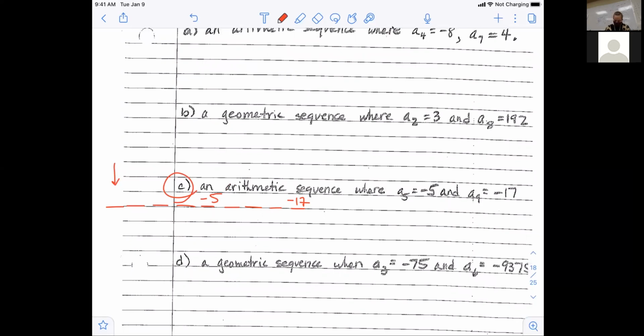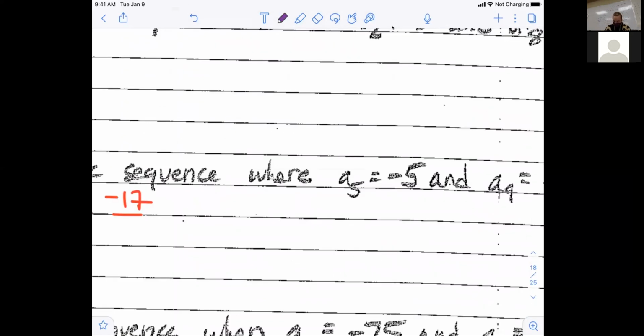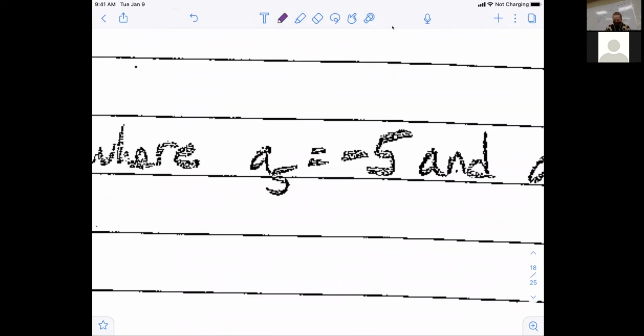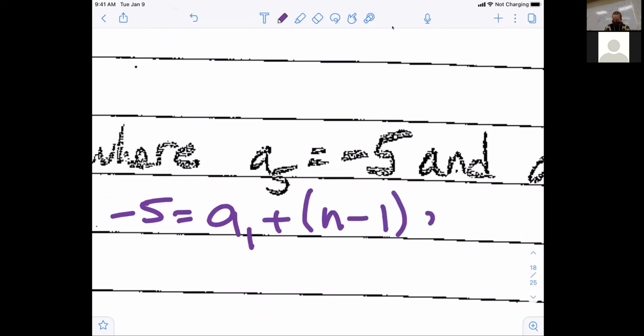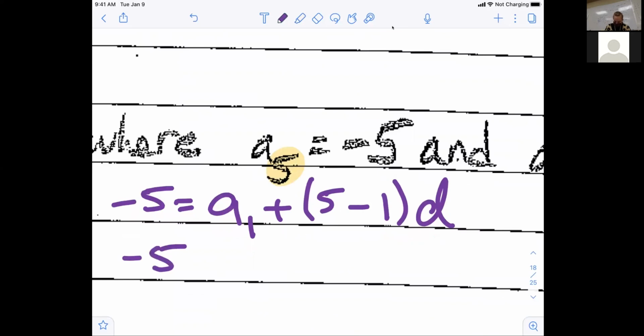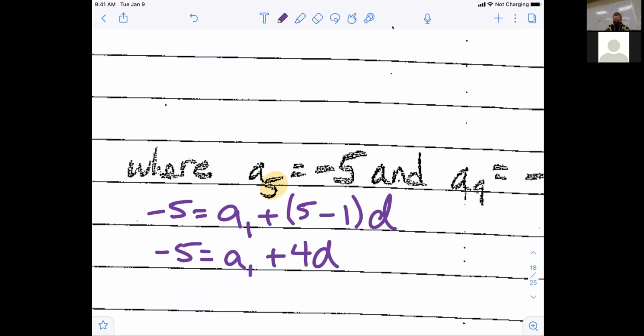So let's go one at a time. We're going to write these 2 equations out. So instead of writing a sub 5, I'm going to write what that actually equals. It equals -5. That is a sub 1 plus n minus 1 times d. Now I actually do know what n is. N is the number term that we're on. It's the 5th term, so I'm going to write 5 in for my n. I don't know my first term. I don't know my common difference. I am going to simplify this, though, so I am going to do 5 minus 1 to get 4. So I've got -5 equals 1a plus 4d. I'm going to use that in a moment.